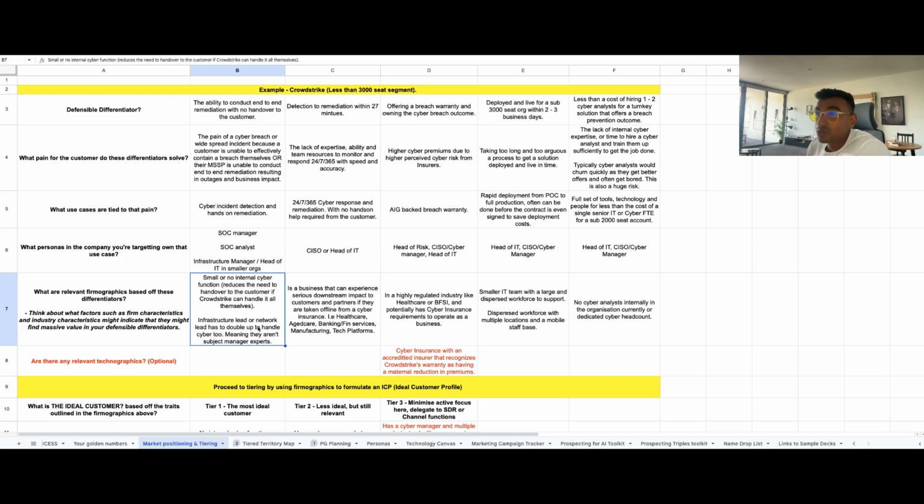If they don't have an internal cyber function, then likely they probably don't have much cyber maturity. They probably face this pain point, and they're probably going to find this defensible differentiator pretty useful. The next one is the infrastructure lead or the network lead has to double up and handle cyber as well. And I saw this a lot. It kept coming up as a repeated theme that infrastructure had to handle cyber. But you think about it, that's not infrastructure's job.